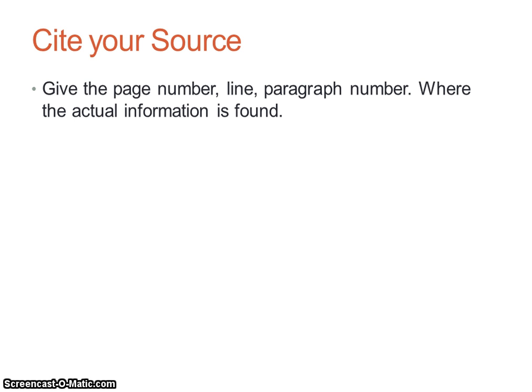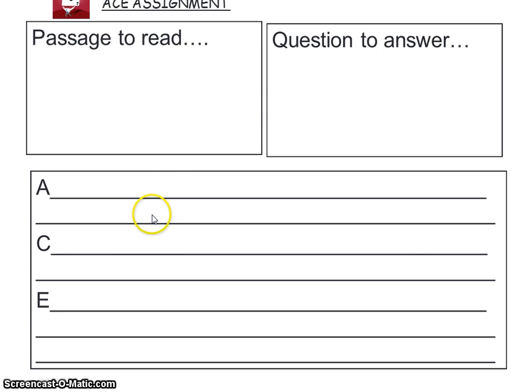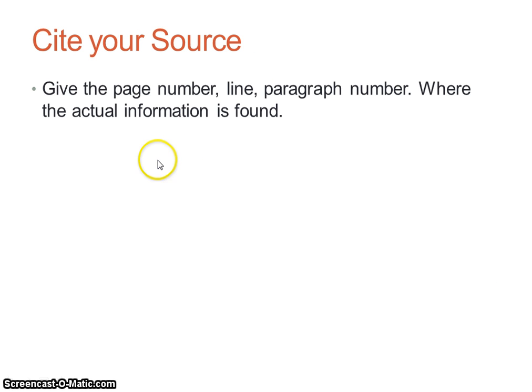The C part that you see here is cite your source. When you cite your source, you give the page number, you give the line, you give the paragraph number, anything to tell the person this is where you found it. That's basically what you do when you cite your source. It's pretty much saying, I know I've given you the answer. This is where I found the answer.